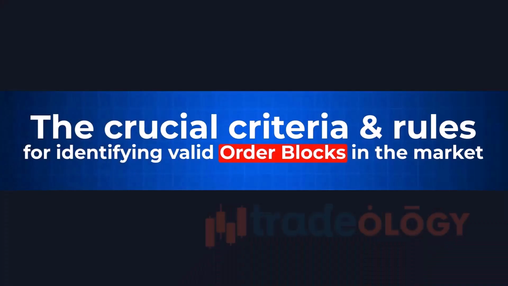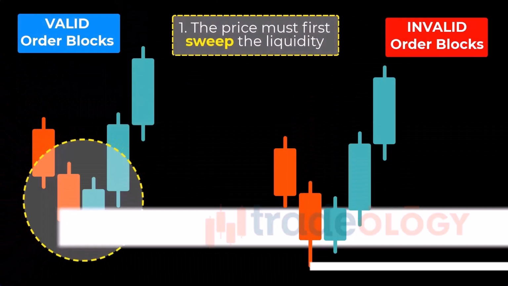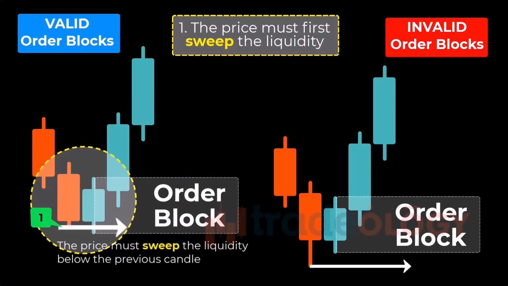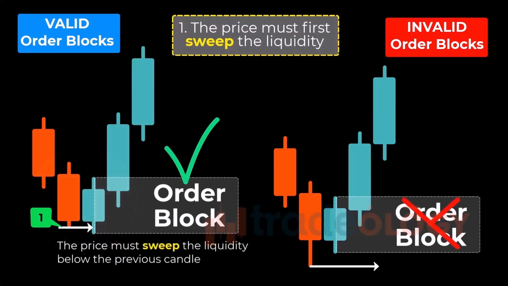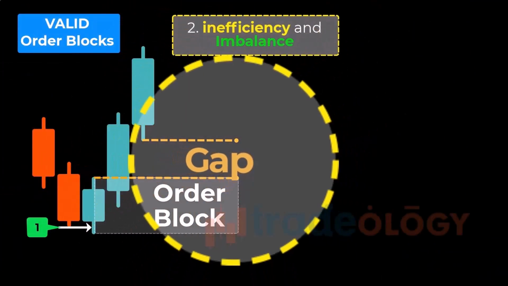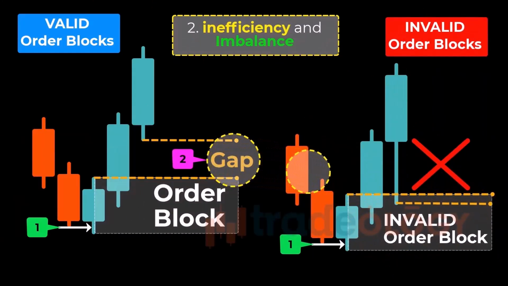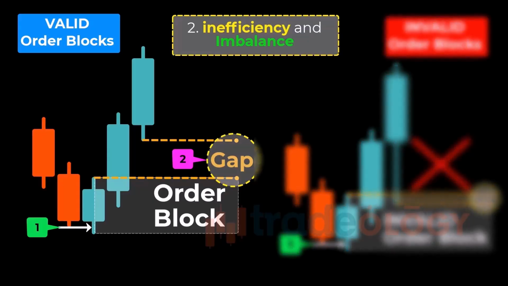Now, let's dive into the crucial criteria and rules that we need to consider when identifying valid order blocks in the market and understand how we can use them to our advantage. It's important to note that for an order block to be confirmed and valid, the price must first sweep the liquidity above or below the previous candle to form a valid order block. Secondly, the price must leave inefficiency behind and create an imbalance near the order block area. If there's no proper imbalance in the subsequent candles, the identified order block can't be considered valid.